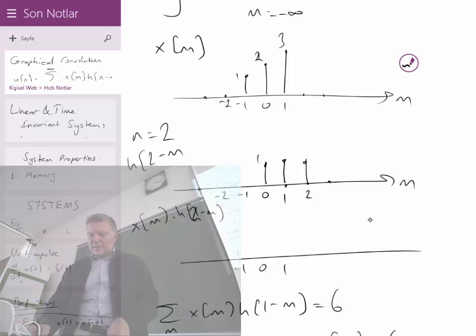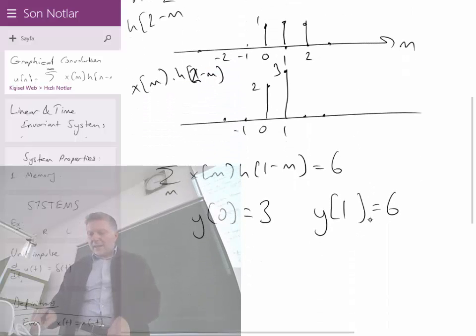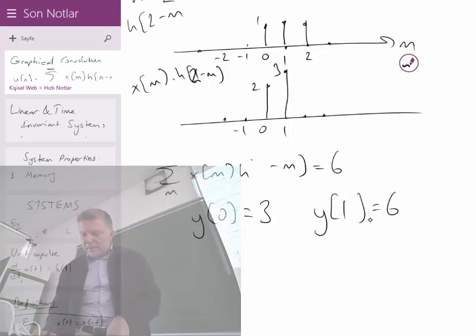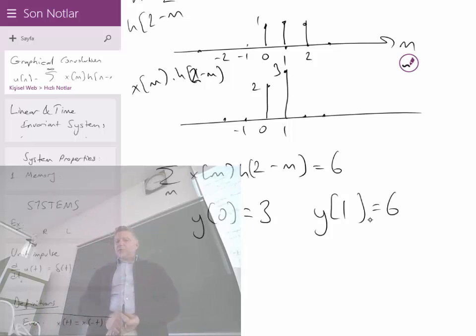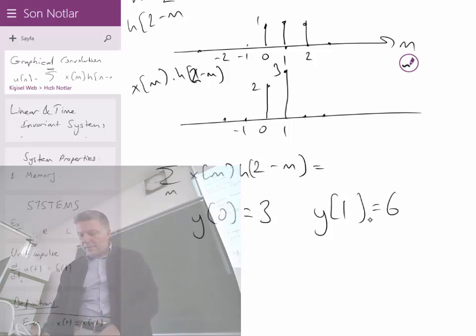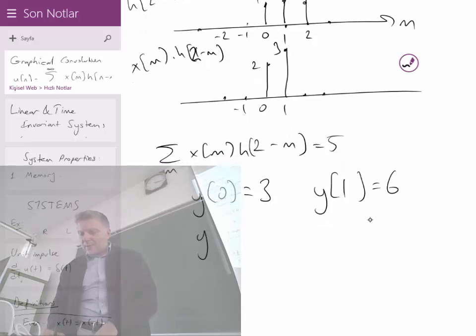This is 1 times 0 here, so it's 0. This is 2 times 1, that is 2 at 0. This is 3 times 1, that's a 3 at 1. And this is 0 times 1, so all the others are 0. And I have to sum up now all these things to find the summation of x of m, h of 2 minus m, and that summation is 5. So what did we find? We found y of 2 is equal to 5.